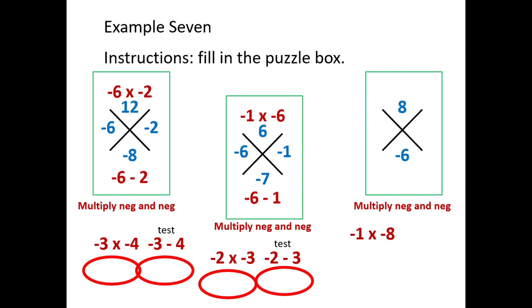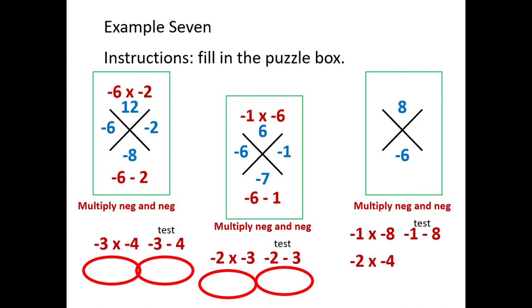Negative times negative gives you a positive 8. And when you add them together, nope, negative 1, and then add that to a negative 8 and you end up with a negative 9. So that's not the right number for the bottom. So let's try a different one.